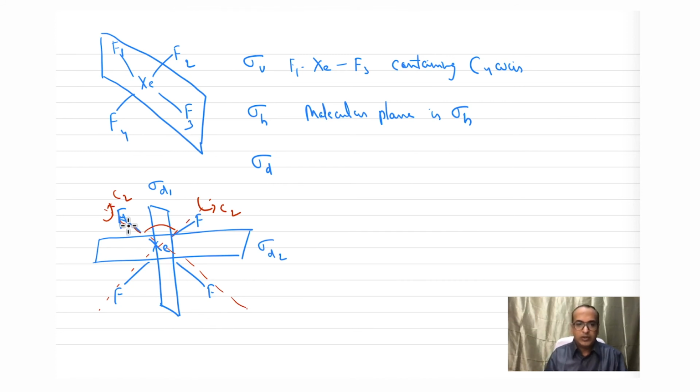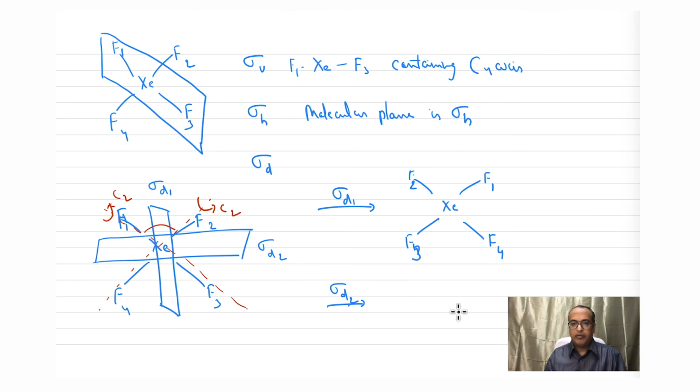Okay, so let us also try to do the operations. If we do an operation with sigma d1 and if we do an operation with sigma d2, what do we get? So we will get an equivalent configuration in both the cases, but what will be the arrangement of the atoms? If we do sigma d1, F1 will be reflected with F2. So we'll have F2, F1 replaced and F3, F4 replaced. So this will be F3 and F4.